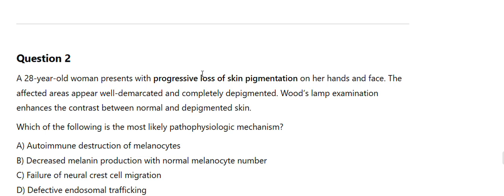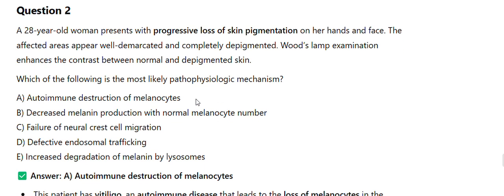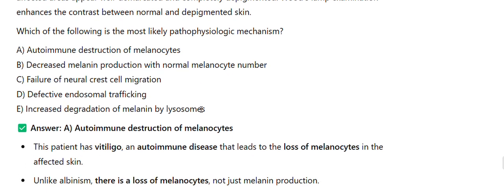Answer A. Autoimmune destruction of melanocytes. This patient has vitiligo, an autoimmune disease that leads to the loss of melanocytes in the affected skin. Unlike albinism, there is a loss of melanocytes, not just melanin production. Wood's lamp examination helps highlight affected areas.